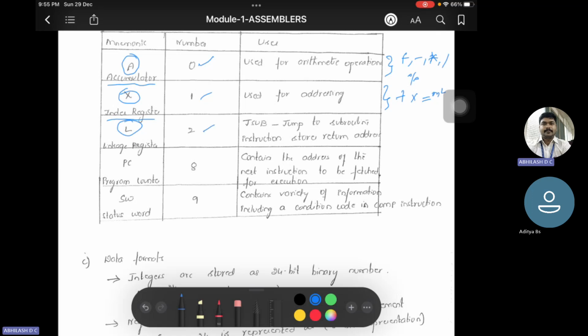The number is 2, where the linkage register is used when you have to move from one function to another function. In other words, it is a subroutine instruction, which stores the return address. Next comes the fourth one, which is our PC register, the program counter register, and the number is 8. What does this PC hold? It contains the address of the next executable instruction, which has to be fetched for the next execution by the processor. Next, the fifth register is SW, which stands for status word, and its number is 9, right? It contains a variety of information, including the condition code in the COMP instruction. So these are the 5 different registers. You may be wondering, where did numbers 3, 4, 5, 6, and 7 go? They all will come in the extended version.